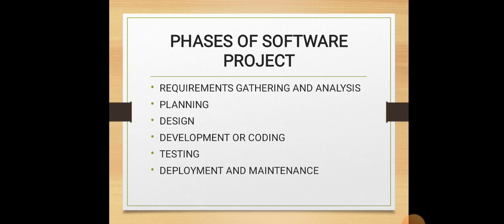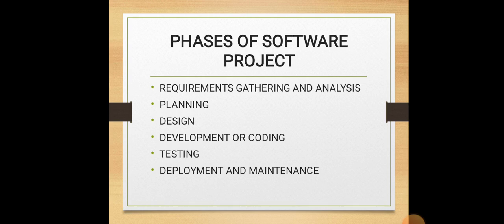And development or coding. Design acts as a blueprint for actual coding to proceed. So it's like a blueprint of the actual coding. This development or coding phase comprises coding the programs in the chosen programming language, and it produces the software that meets the requirements the design was meant to satisfy.